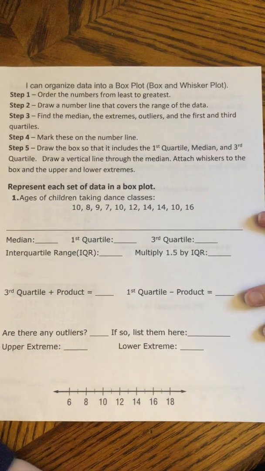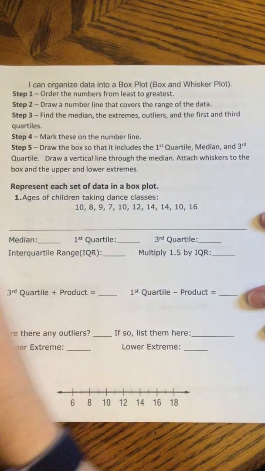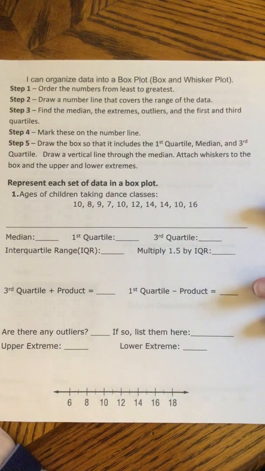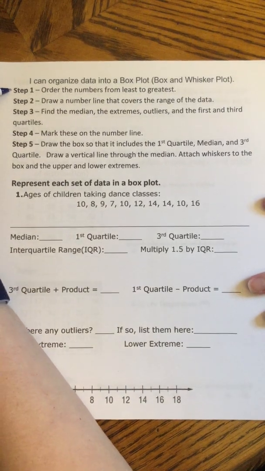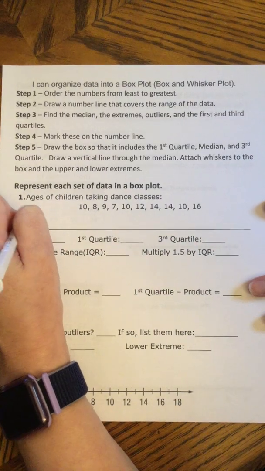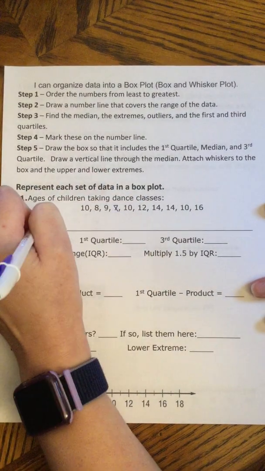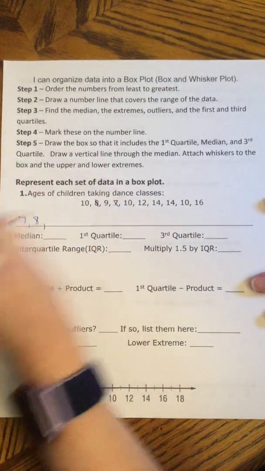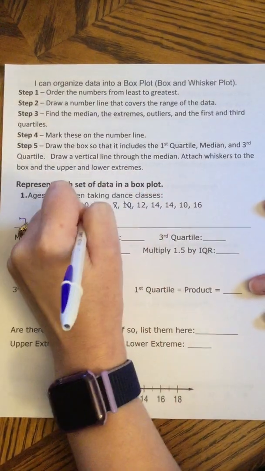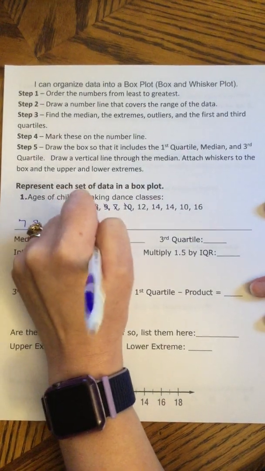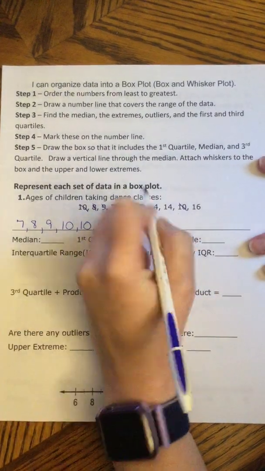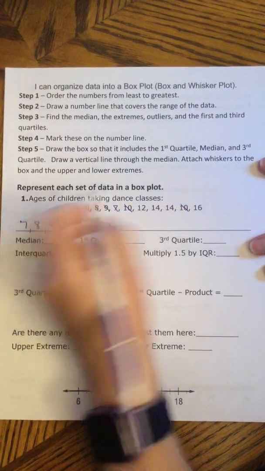So let's go ahead and take a look at our data set. This says these are the ages of children taking dance classes. So we're going to put them in order from least to greatest according to step 1. All right, so let's get started. Looks like our least number is 7, then 8, then 9, 10, but there are 3 of them, so 10 and 10. All right, now we're moving on to 12, 14, 14, 16.